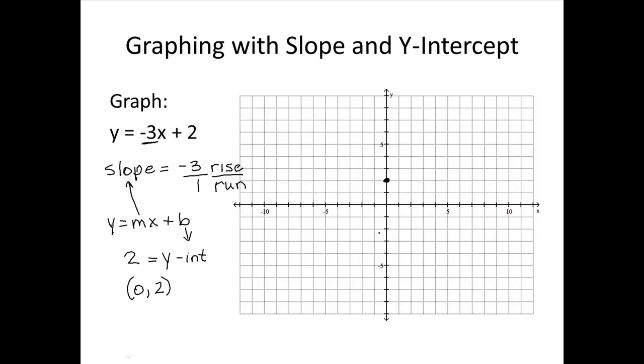From there we use the slope to get another point. My rise is -3, so from this y-intercept I go down 3 units, 1, 2, 3. And then my run is +1, so I go right 1. And I put a point there. If I wanted to get another point, I could by going down 1, 2, 3 again, right 1, and get another point right there.